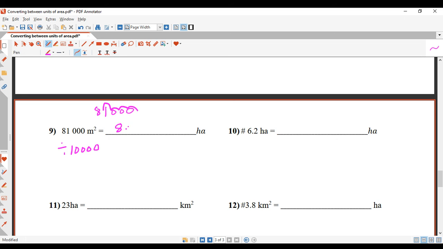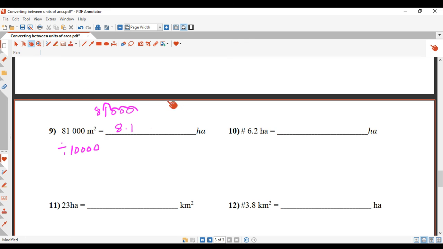So 8.1, and you've got those zeros after it. But we don't need those zeros, so you can rub those out. So it's just 8.1 hectares. All right. I want you to pause the video and have a go at the next one, question 10.